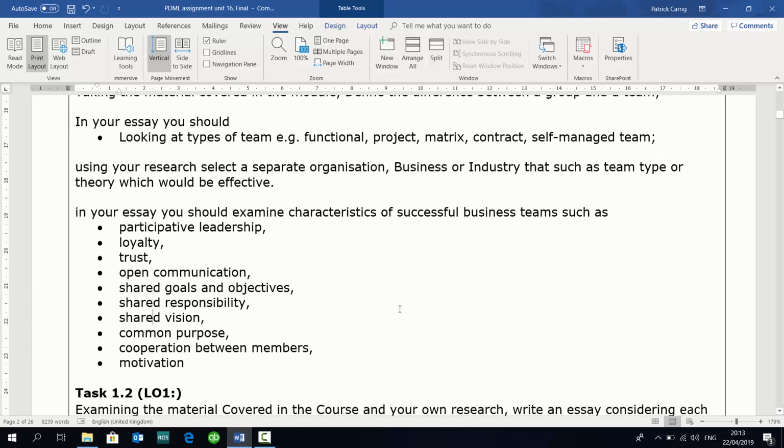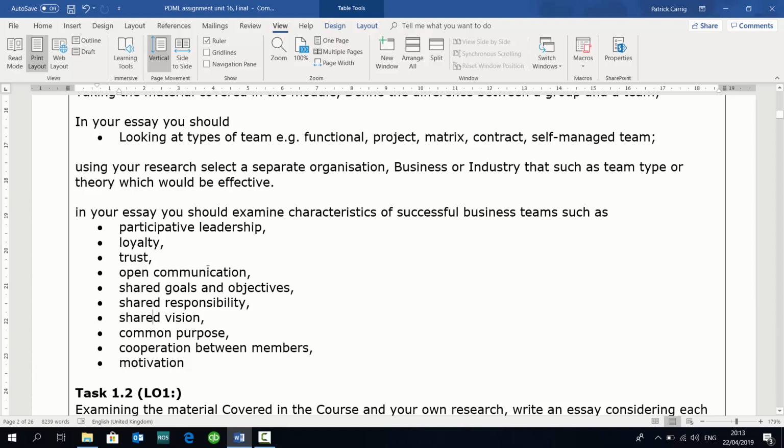There must be a common purpose, there must be cooperation, and there must be motivation. It must be encouraged and driven.